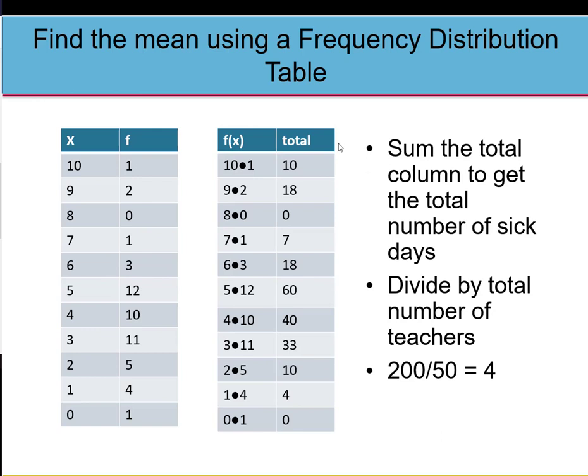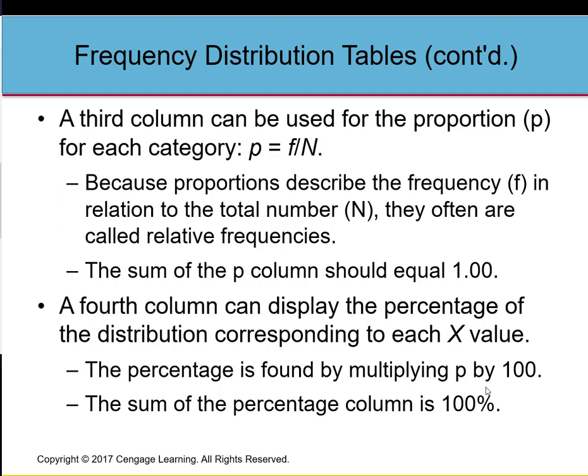So we can find the mean by using our frequency distribution. And the only dot I could find was this massive dot here, but that represents multiplication. So if I multiply the score times the number of people who had that score, and I get a total, I would sum the total and divide by the sample size, and I find that the average sick days for this group of teachers is 4 sick days per year.